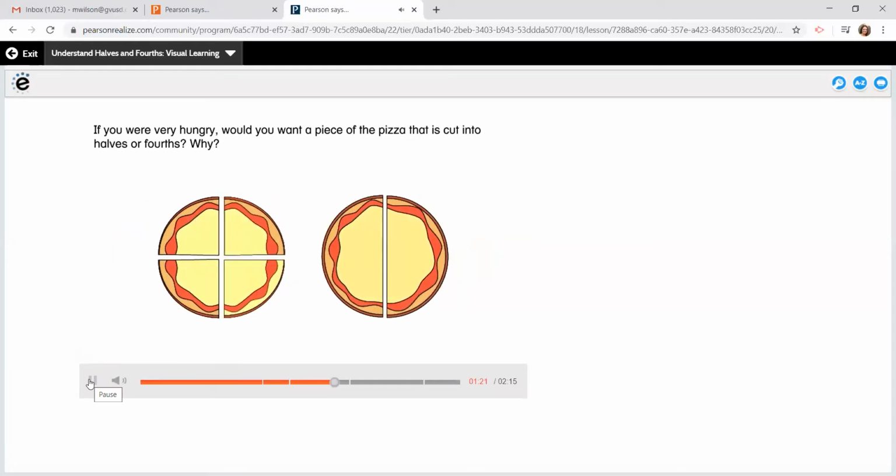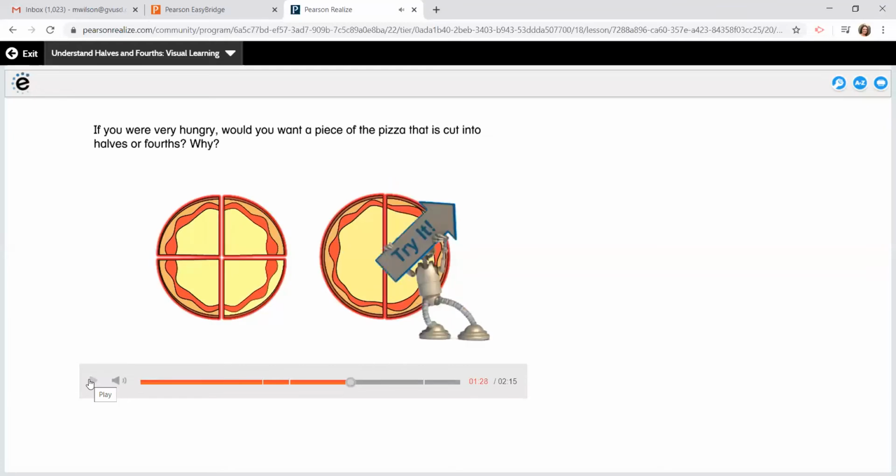If you were very hungry, would you want a piece of the pizza that is cut into halves or fourths? Why? I'm going to read that question again. If you were very hungry, would you want a piece of the pizza that is cut into halves or fourths? Why? Let's go ahead and do the try it.